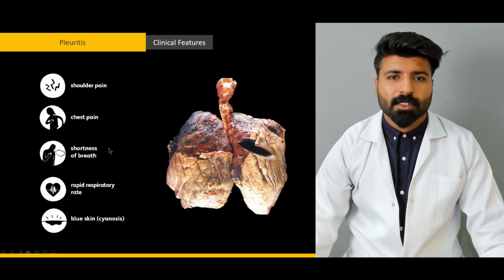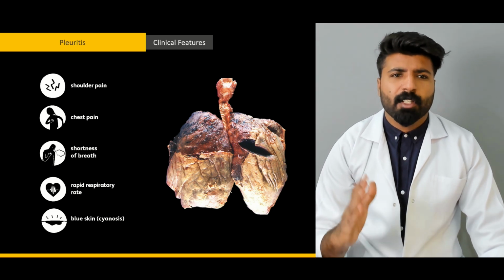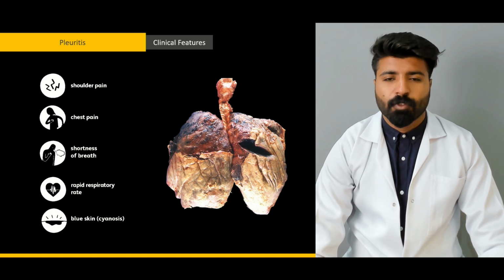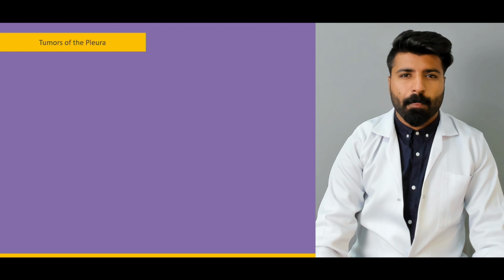Shortness of breath because lungs cannot expand that much. Rapid respiratory rate, the lungs are trying to make up for the loss, trying to oxygenate the blood. Blue skin because blood is not oxygenated enough. Blood is not there yet, so peripheral areas will be fine, but distal areas will be blue, like blue lips or blue fingernails. Let's talk about the tumors of the pleura now.